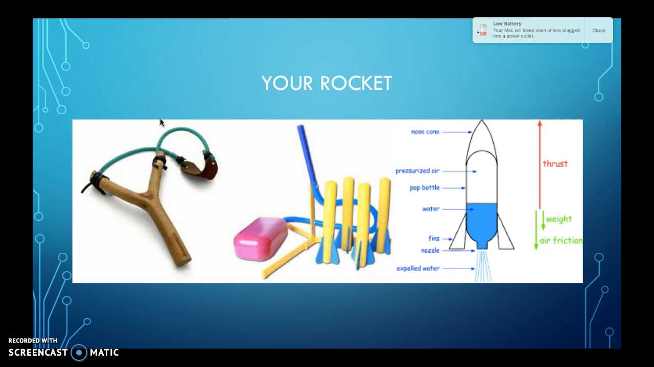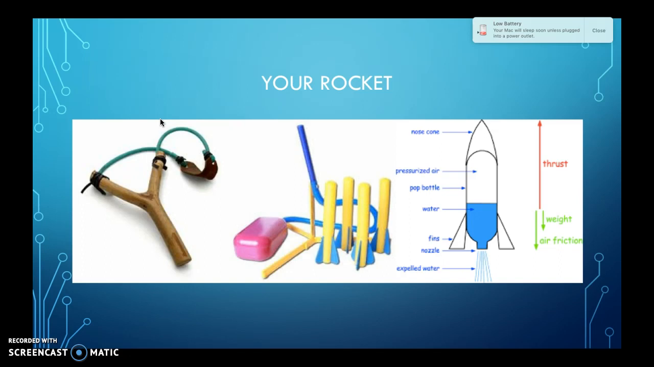Another one could be air powered. I think stomp rockets were well before your time, but the basic concept is you have a flexible container that you can stomp and force air out of, that would then push air into your rocket body and then lift it off the ground.